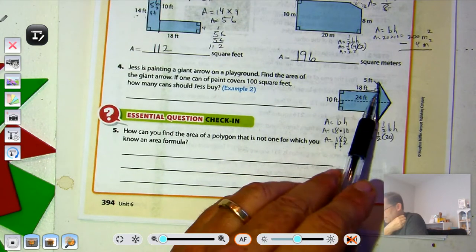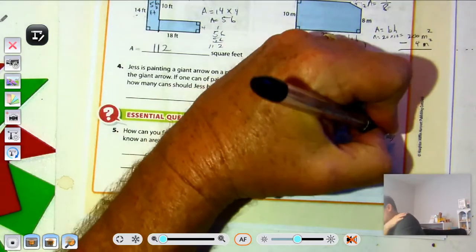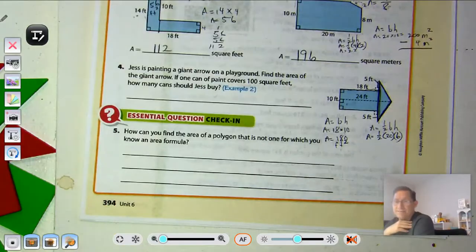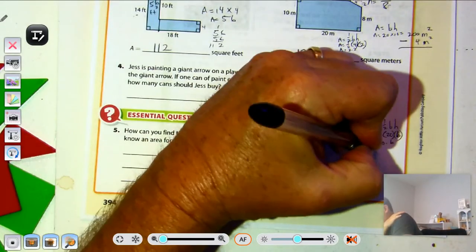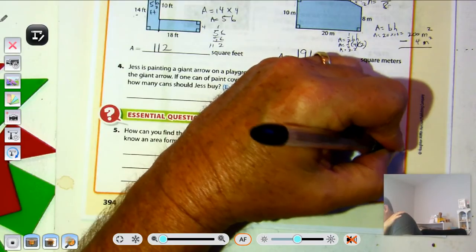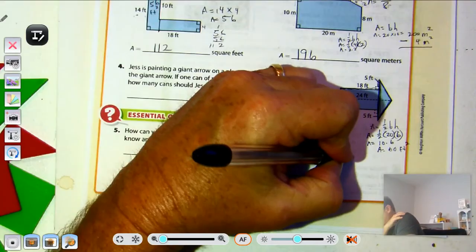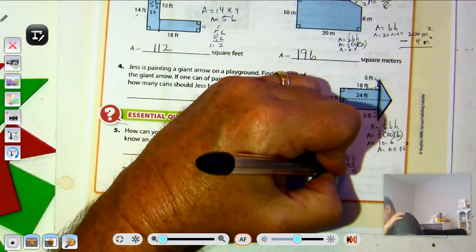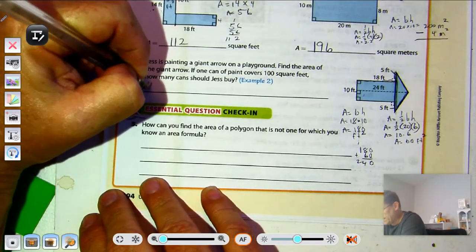The rectangle makes up 18 feet of it. So 24 take away 18 is 6. So 20 times 6. So half of 20 is 10. 10 times 6 is 60 square feet. So we're just going to add those together. 180 plus 60 gives us 240 square feet.